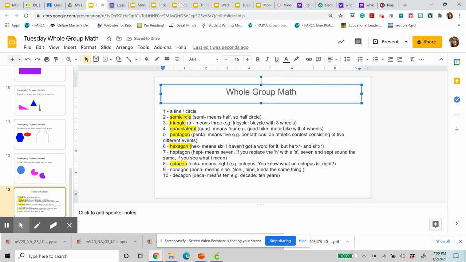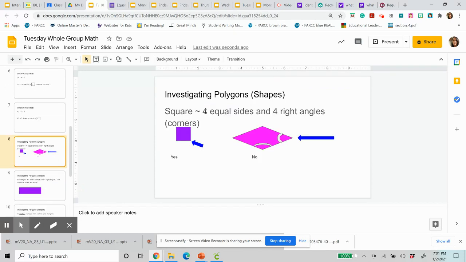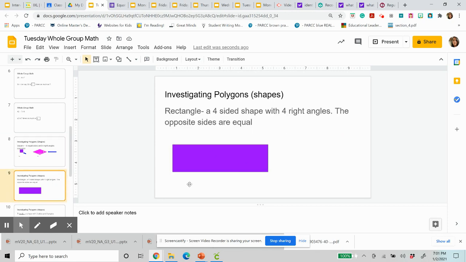So these are good, kind of like a cheat sheet. All right. And actually decagon, right? Deca means 10. And again, if you learned all of them, it's not going to hurt you. So this is a quick little cheat sheet, a reference sheet. All right. So again, square, 4 equal sides, 4 right corners. Rectangle, 4 sides. The opposite sides are the same length and it has right angles.